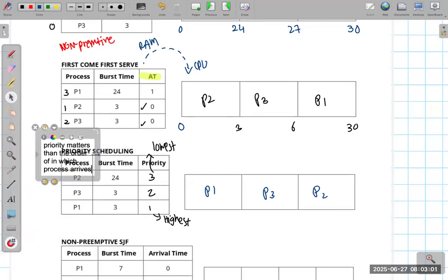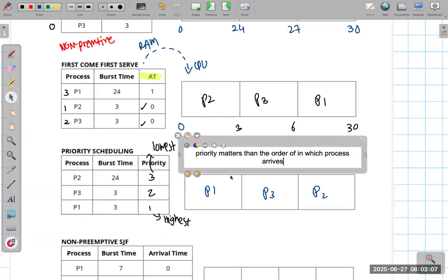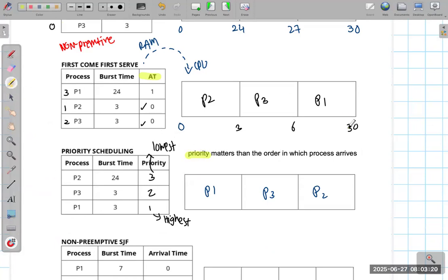So this type of allocation in the CPU is based on the priority. Priority matters more than the order in which processes arrive. So here the priority matters more than the arrival time. So who will be taken in first? P1, that is 0 to 3, 6, 24. Sounds easy. Make it a Gantt chart again. Did you understand the Gantt chart now? By making a Gantt chart you will be able to get a complete map.